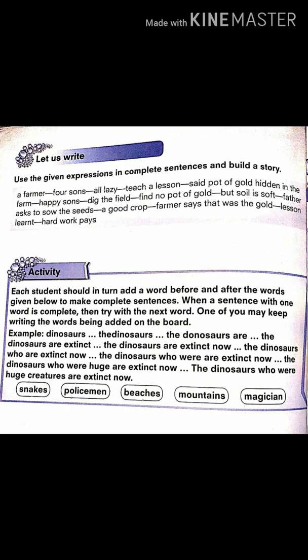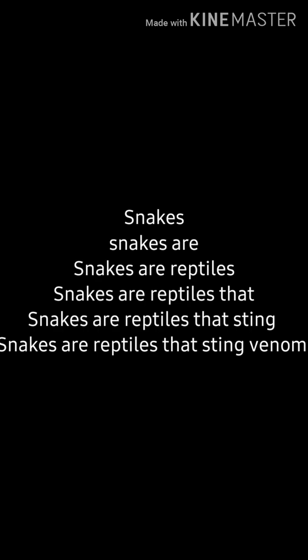So here you have to build sentences from the words which are given at the bottom, that is snakes, policemen, beaches, mountains, magician. I will do one for you and then the rest four words will be homework for you. Here you can see the word snakes. So snakes are reptiles. Snakes are reptiles that sting venom.